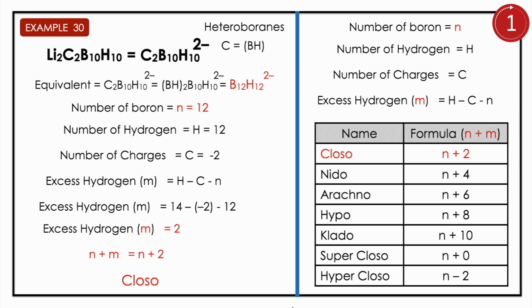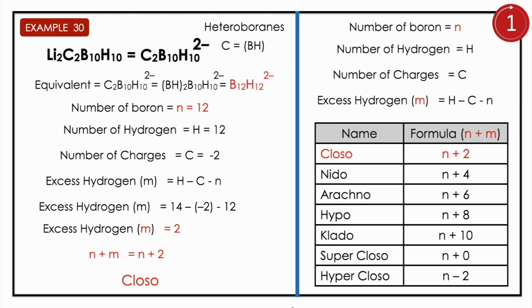We should take lithium out and bring the charges to the carborane. The carborane is the heteroatom-containing species with charge and 2 carbons. We should find the boron equivalent. Carbon is a 3 plus 1 system, so the boron equivalent will be BH. If you substitute BH, the formula becomes BH2B10H10 2 minus. If you rewrite it, it becomes B12H12 2 minus. The compound becomes a simple borane.